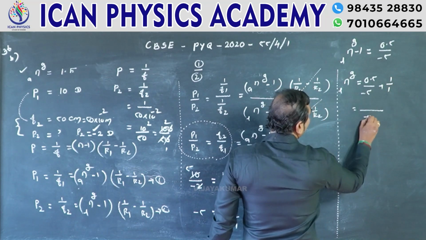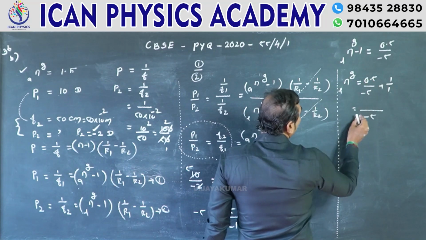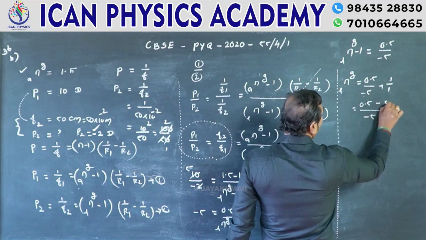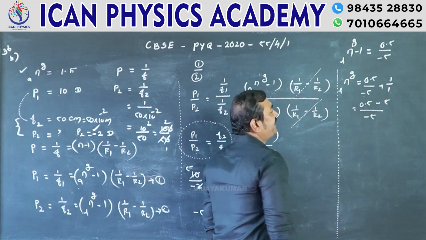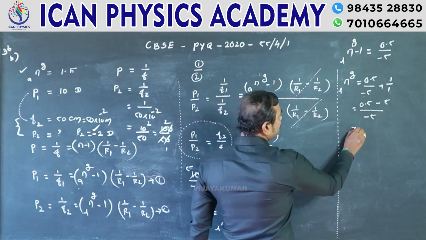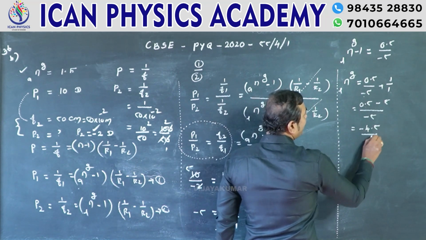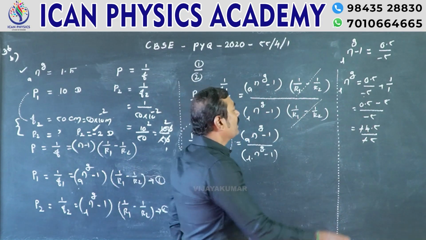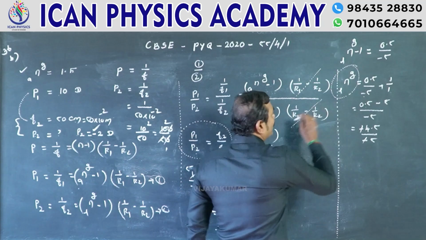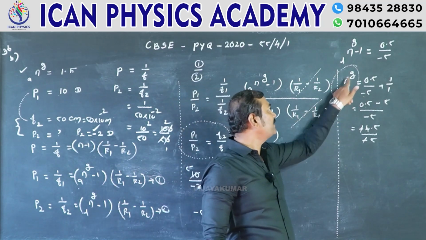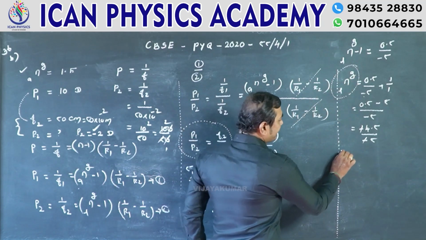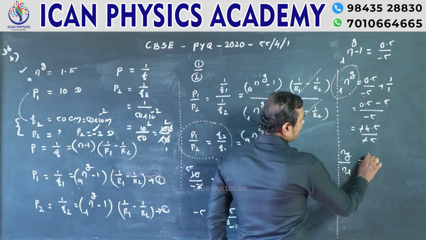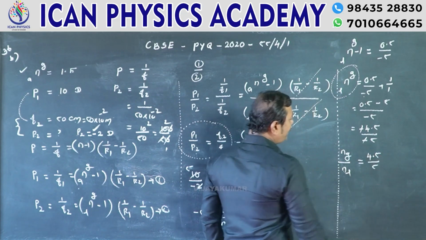So 1 into minus 5 is minus 5, and 1 into 0.5 is 0.5. So 0.5 minus 5 becomes minus 4.5 divided by minus 5. The minus minus gets cancelled. Now, how can we write this? The refractive index of liquid with respect to glass can be taken as the refractive index of the glass divided by the refractive index of the liquid. That is 4.5 divided by 5.